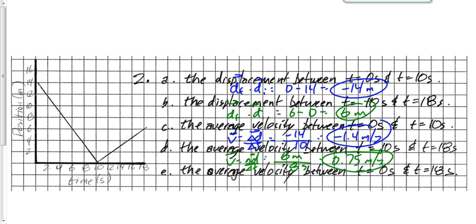And finally, the average velocity between 0 and 18 seconds. There's only one way to do this. We can't find the slope because it's not one single straight line. It's going down and then going up. So we've got to use V equals D over T for this one.